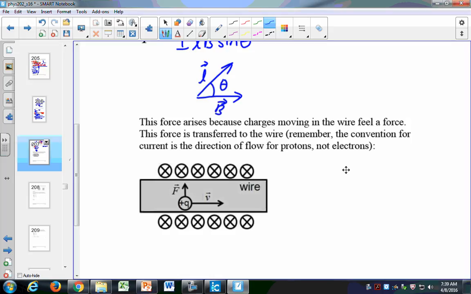Okay, so if I have a force on an individual charge in this wire, then I'm also going to have a force on the actual wire. Again, just exactly like we've been doing before with the free particle, except now our particle is constrained to a wire.